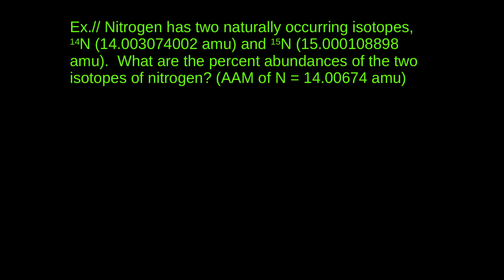So I give you the masses of the two isotopes. I tell you that there's two. You have to know that to know how many terms are in the equation. Nitrogen 14, nitrogen 15. I give you their masses. We want to find the percent abundances of the two isotopes, which means we want to find the F's in the equation, F1 and F2. Once we get those, we'll multiply each by 100 to get the percent. Right, but that's two unknowns. We have one equation, right? So here's what we do.